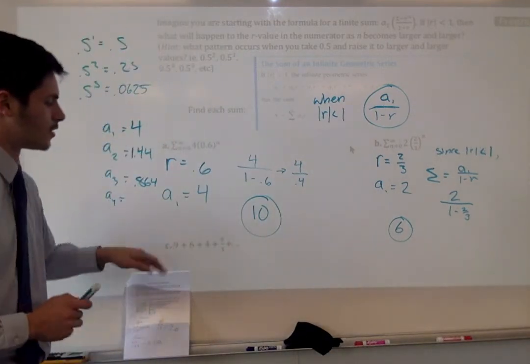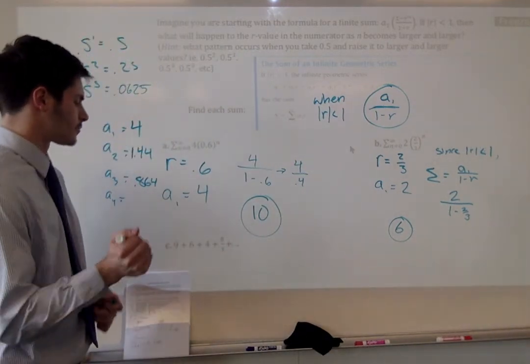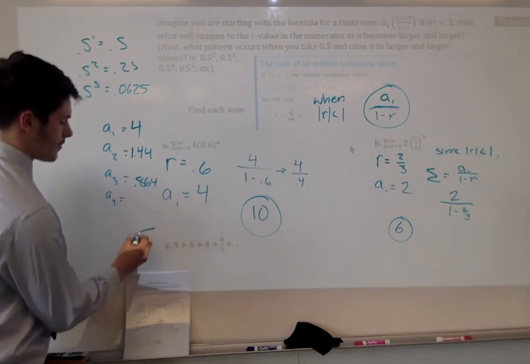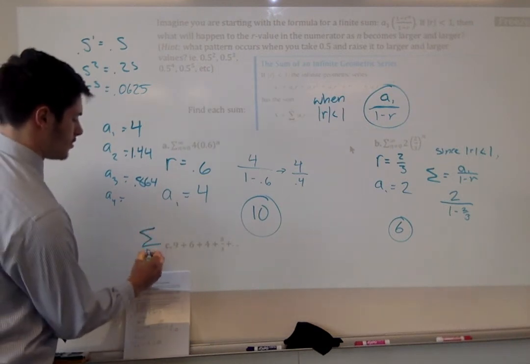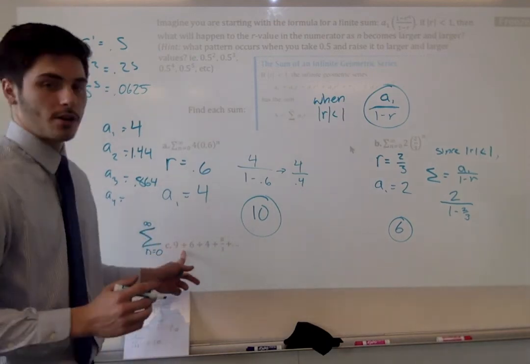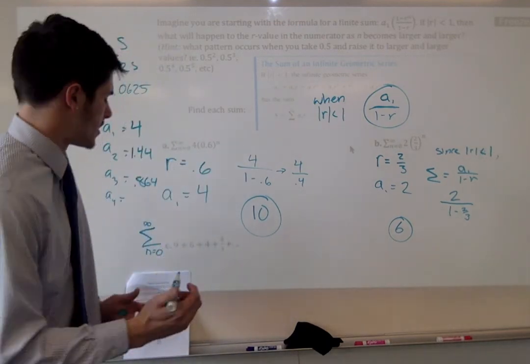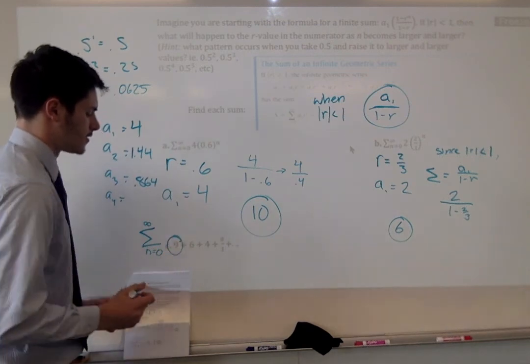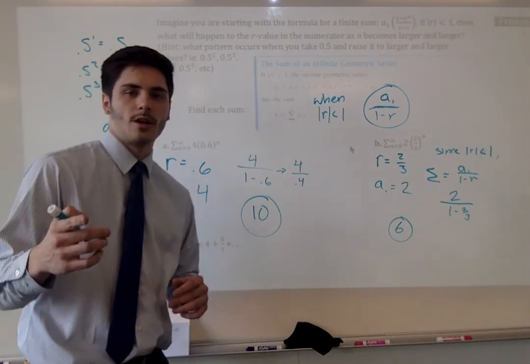I want you all to try this one. It's the same thing. So the sum, n equals 0 still, to infinity. But you're going to need to find what r is, and we already know what a1 is. So why don't you use that information to try and figure that out.